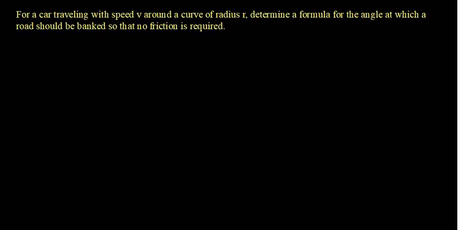Hello everyone. Another example, but this one is more related to circular motion, and specifically it's a uniform velocity on a circular track. For this example, we're saying for a car traveling with a speed v around a curve of radius r, determine a formula for the angle at which a road should be banked so that no friction is required. So the car will not be slipping up or down on this curved road with an angle.